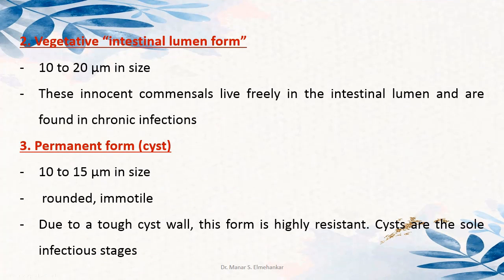The second stage is the vegetative intestinal lumen form. Its size is from 10 to 20 microns. These forms live freely in the intestinal lumen and are found in chronic infection. And the last form is the permanent form. Its size is about 10 to 15 microns, rounded, immotile, and due to a tough cyst wall, this form is highly resistant, and cysts are the sole infectious stage.